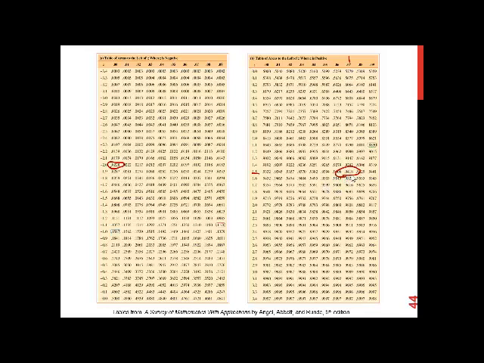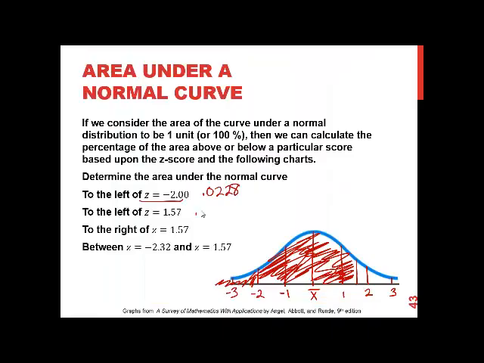And we get 0.9418. Or again, that's 94.18% is to the left of 1.57. So if we were asking what students had a z-score of less than 1.57, we'd say 94.18% of students had less than a z-score of 1.57.